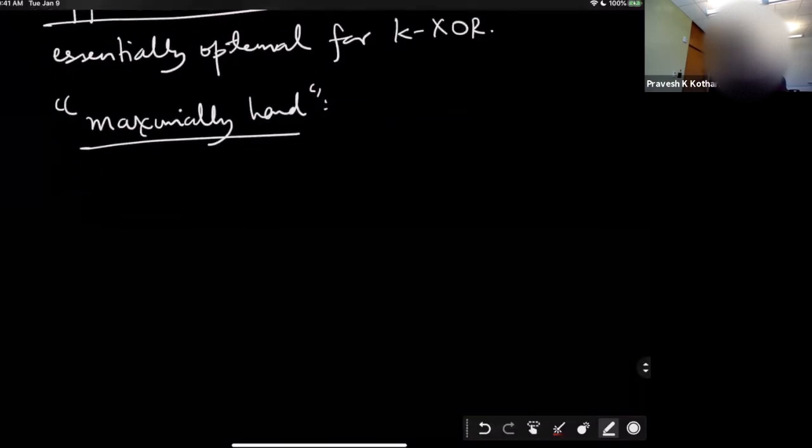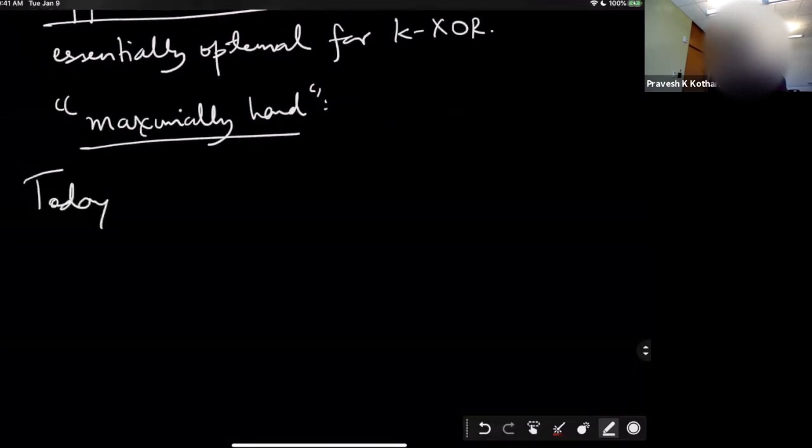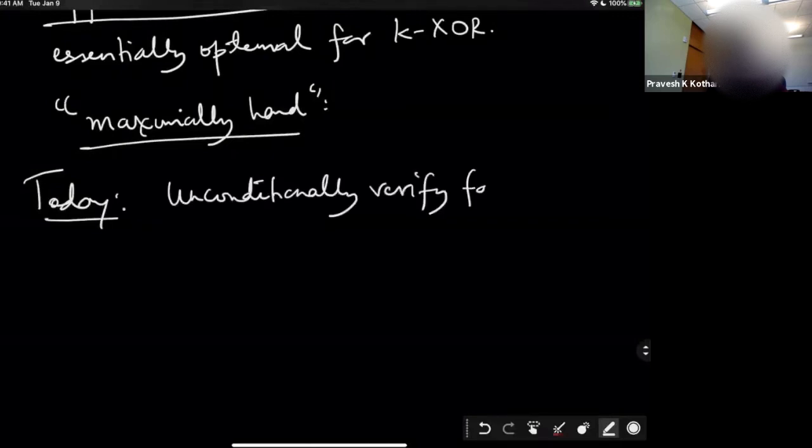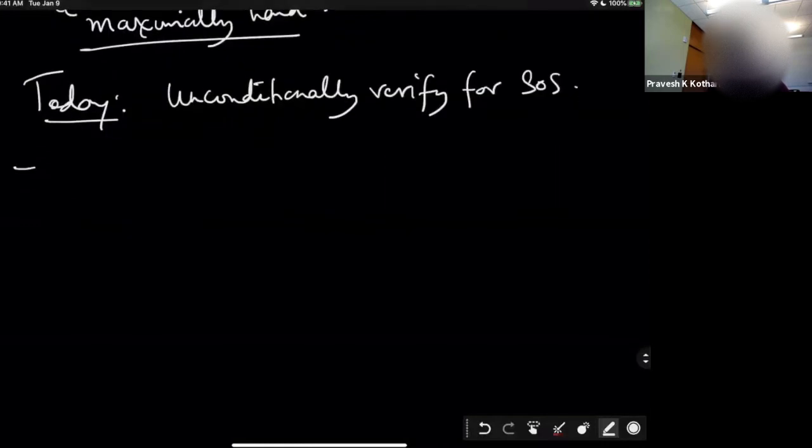Okay, so let's maybe say that. So today our goal is to unconditionally verify this for sum of squares. Okay, so in fact, more formally, we'll prove the following theorem. I'll describe the history of it in a second, and then also I'll write attributions here. But let's first state the theorem.